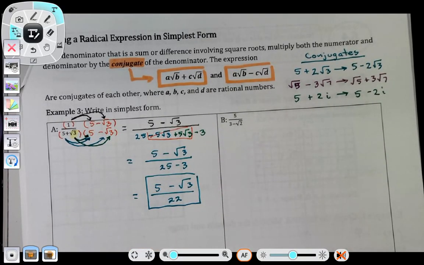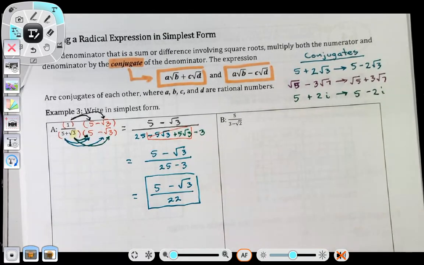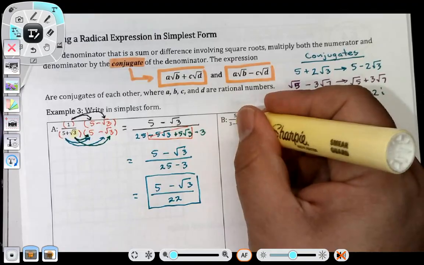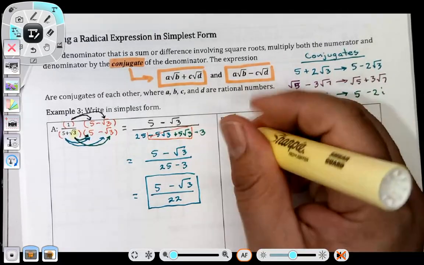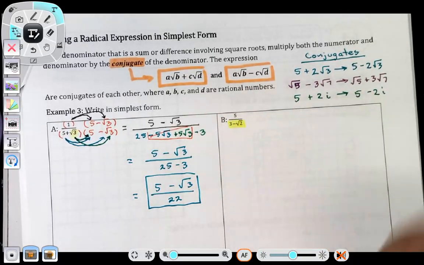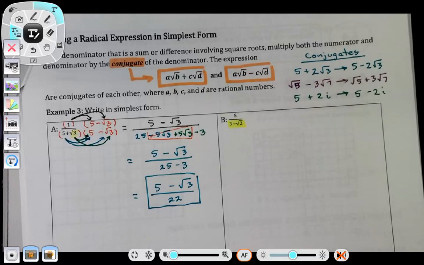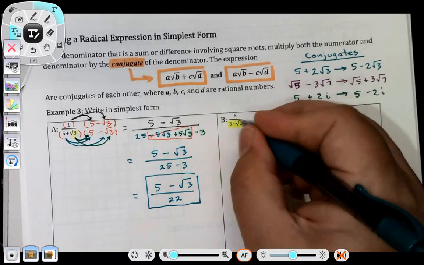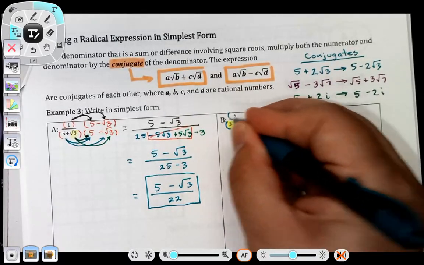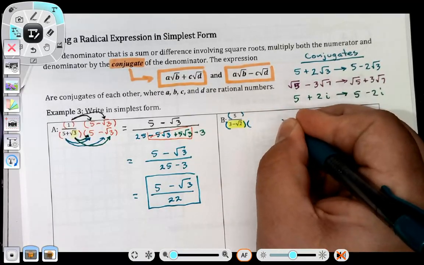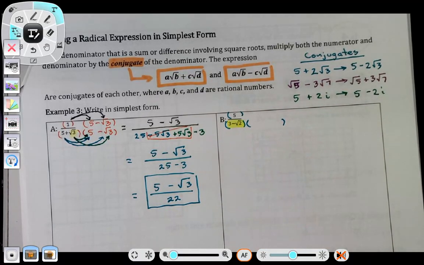Okay? All right, last one. For this one, we don't like the fact that we have a radical at the bottom. But because there's a minus sign, I've got to worry about the whole thing, only because of that minus sign. So I am going to multiply the bottom and the top. We've got to talk conjugates again.